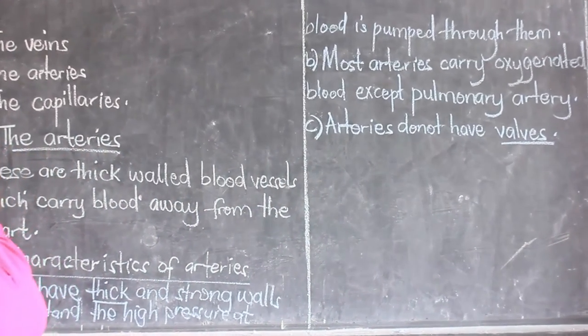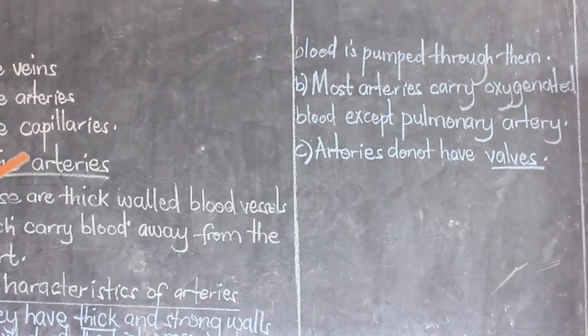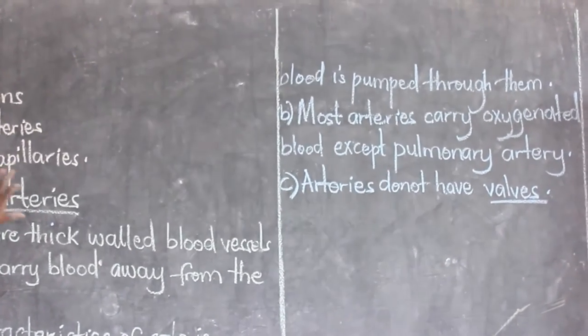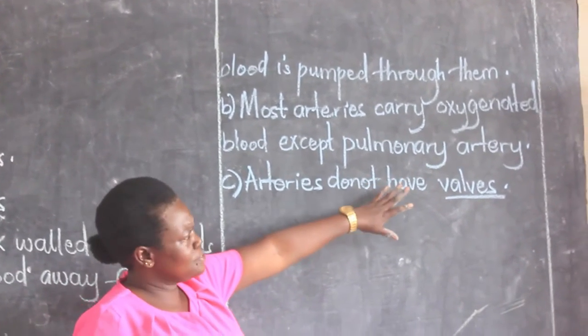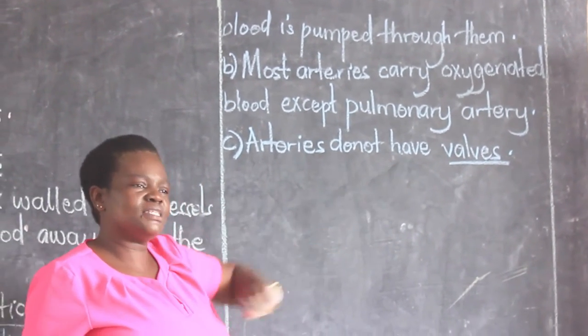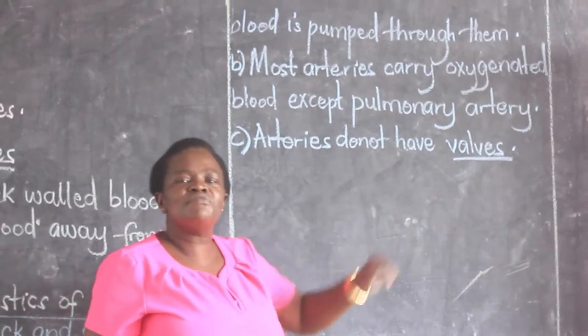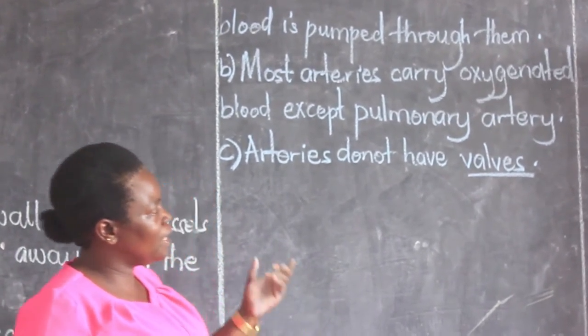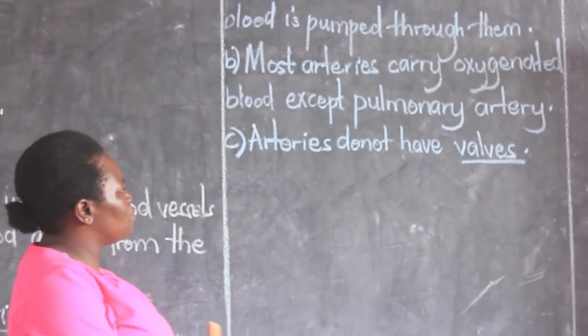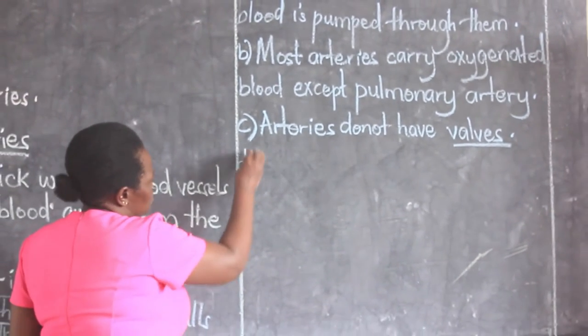We are going to look at valves in other blood vessels here. There is one of them that has valves, and since arteries do not have, we talk about it as a characteristic that arteries do not have valves. We are going to look at what valves are. We shall find them in another blood vessel, and I'll give you the details of the valves.